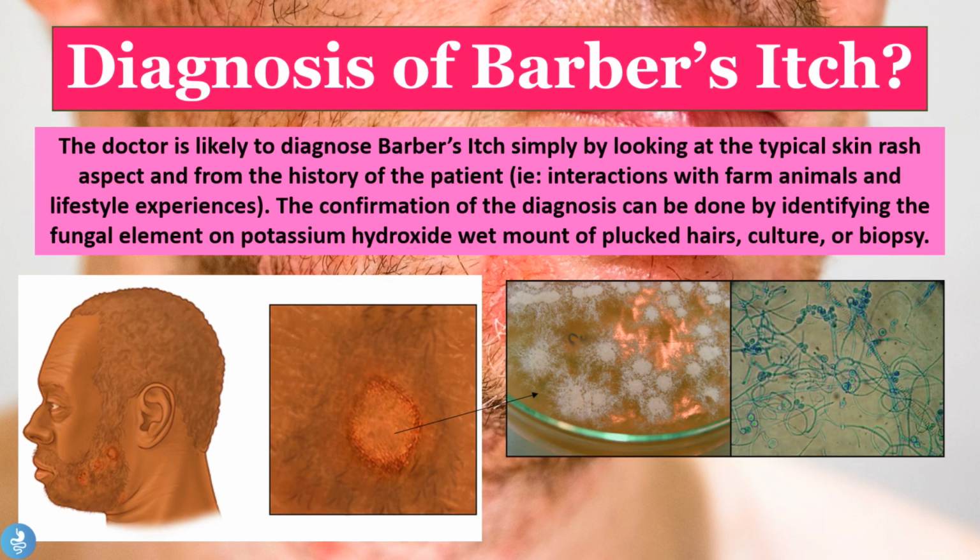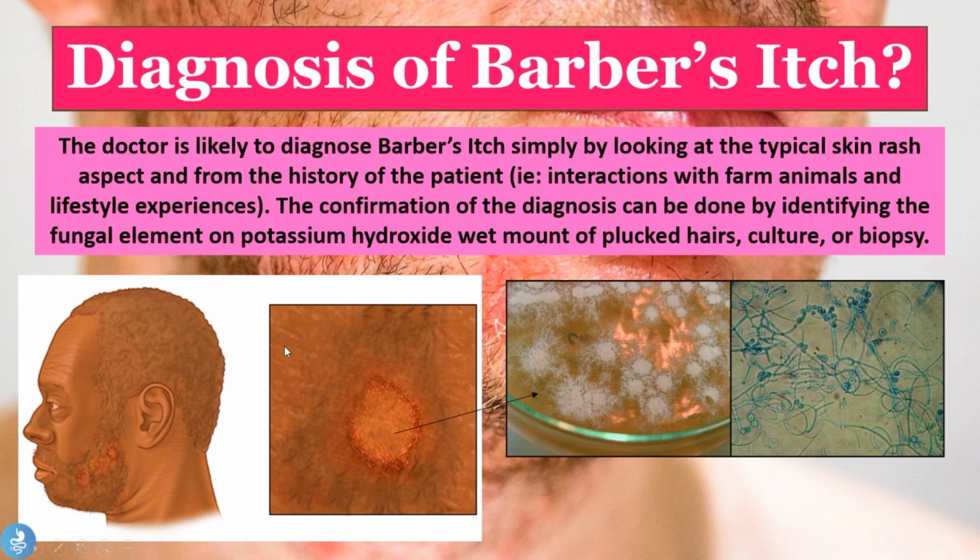The diagnosis of Barber's itch. So the doctor is likely to diagnose Barber's itch simply by looking at the typical skin rash and from the history of the patient, meaning interactions with farm animals and lifestyle experiences. The confirmation of the diagnosis can be done by identifying the fungal element on a potassium hydroxide wet mount from plucked hairs, a culture, or a biopsy.